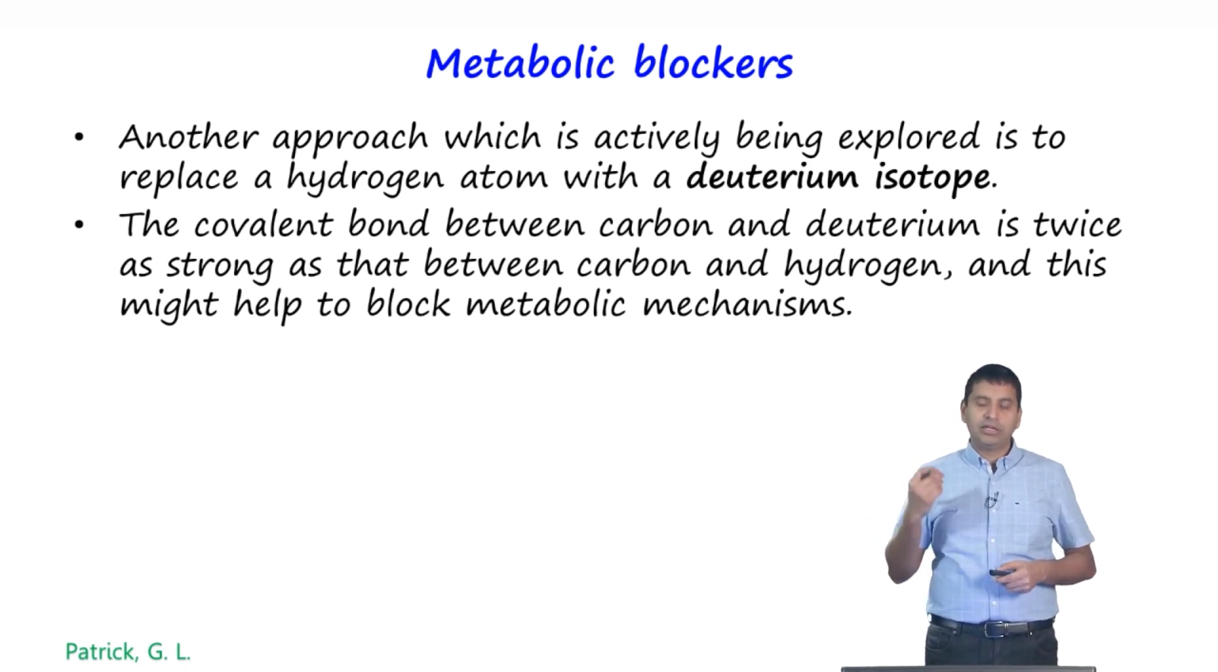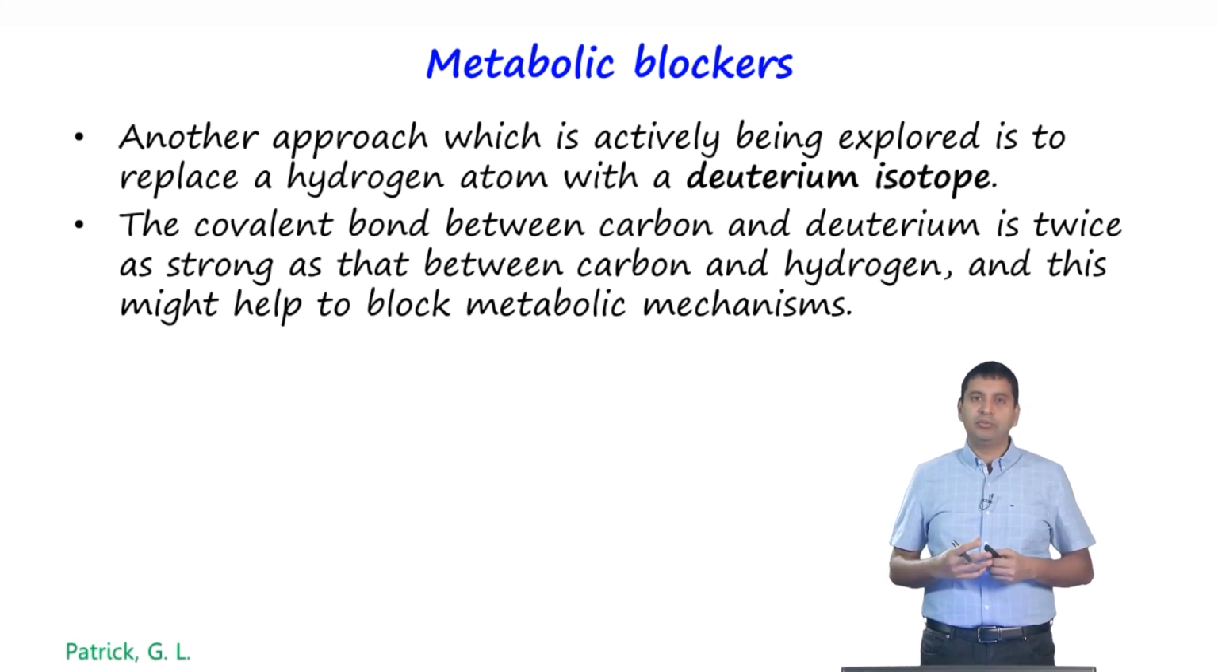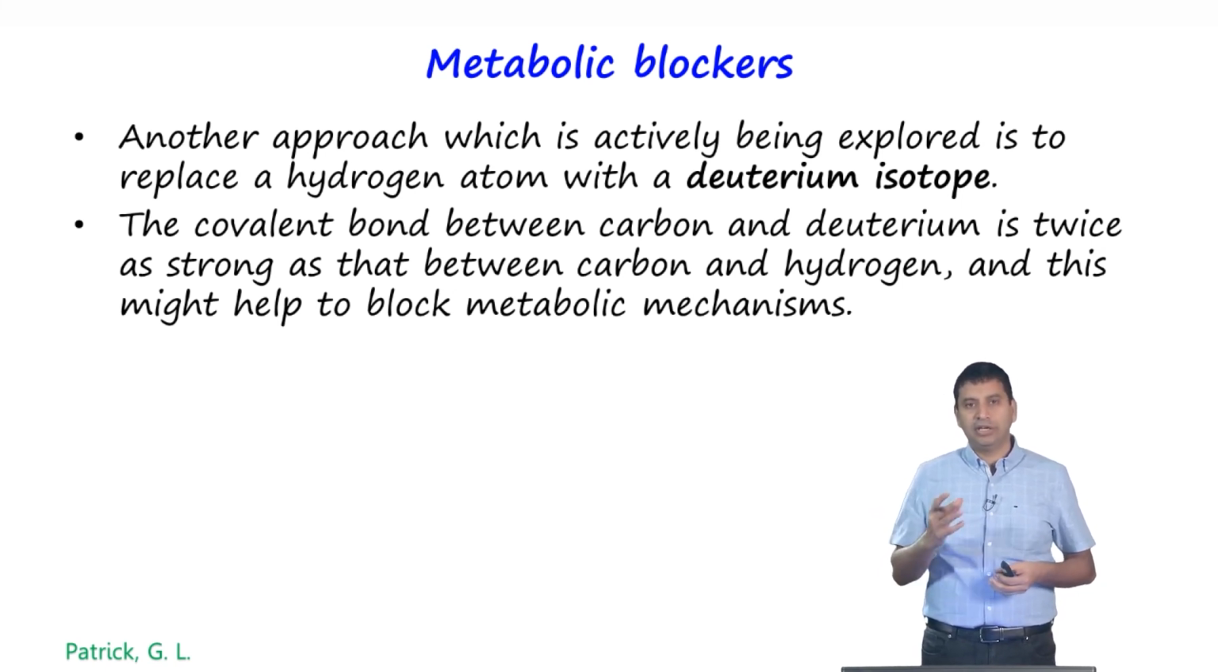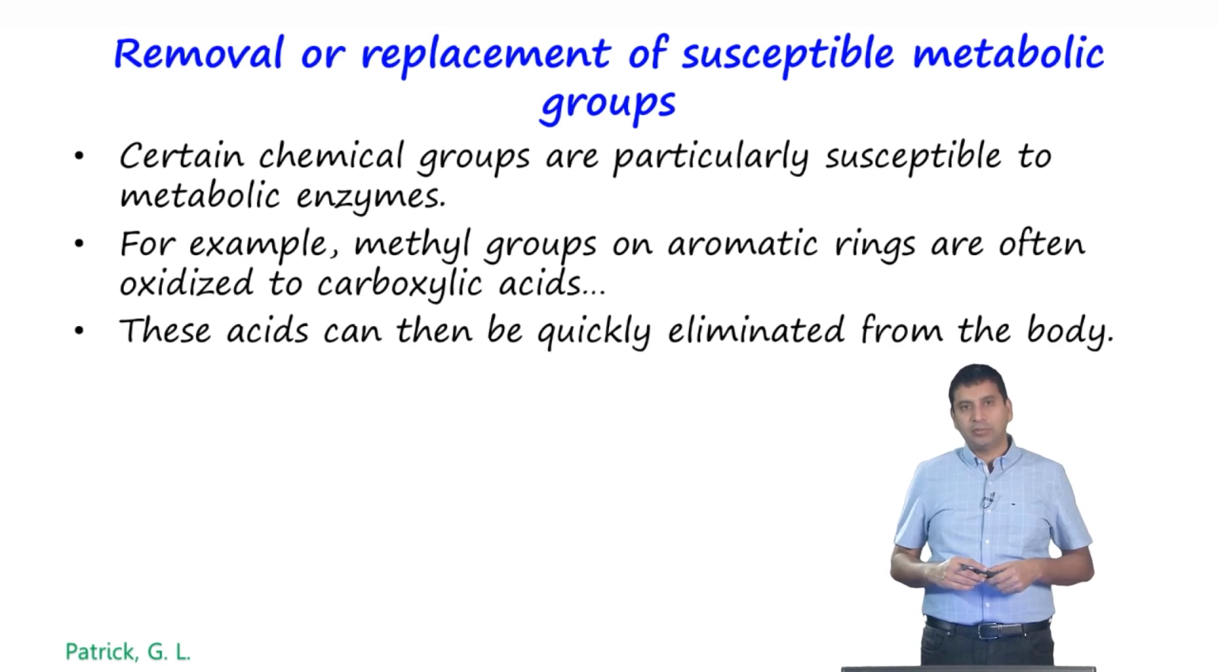Another approach which is being actively explored is to replace a hydrogen with a deuterium. We already know from the kinetic isotope effect that replacing a hydrogen with a deuterium is going to make the bond stronger. Since the covalent bond is about twice as strong, this will help with reducing the metabolic reactions. The next approach is to remove or replace the susceptible metabolic group.